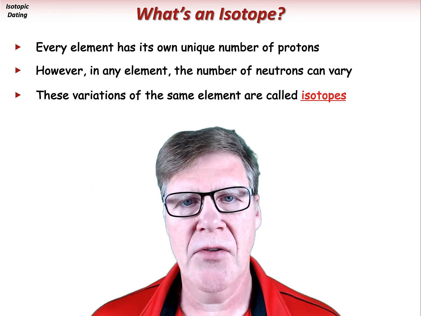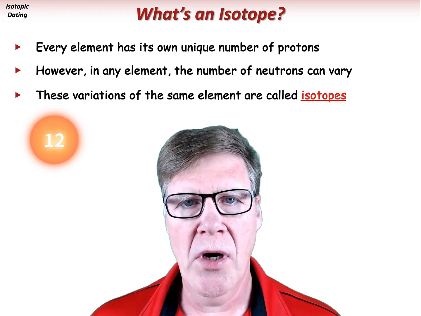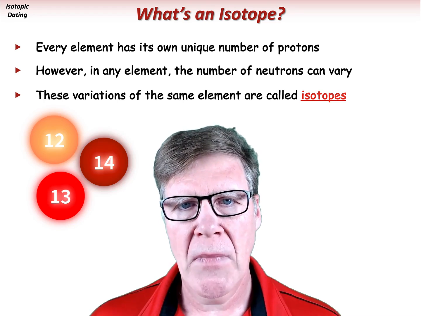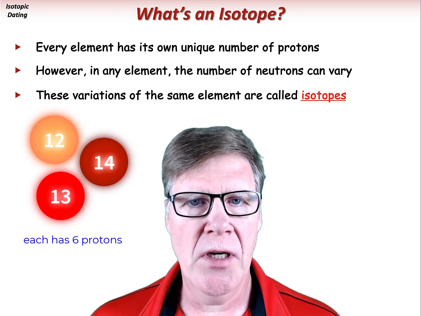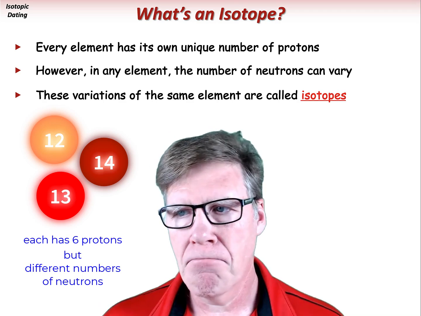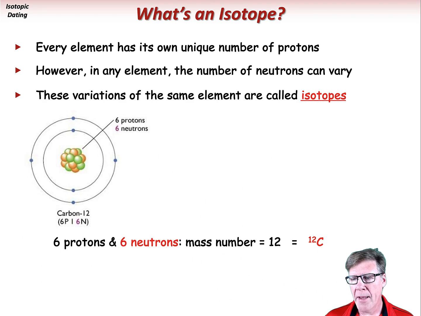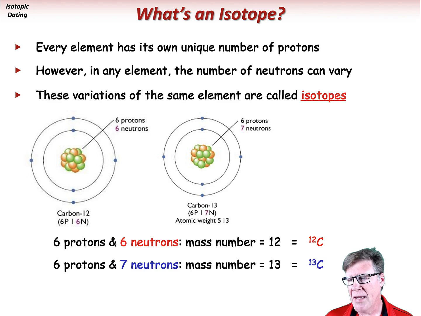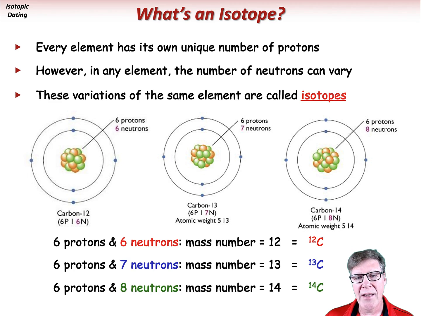The element carbon has 3 naturally occurring isotopes: carbon-12, carbon-13, and carbon-14. Each of these carbon isotopes has 6 protons, but differ in the number of neutrons. For example, carbon-12 has 6 protons in its nucleus and 6 neutrons, totaling 12 particles, hence the name carbon-12, typically written with a superscript 12 before the capital letter C for carbon. Carbon-13 has 6 protons and 7 neutrons, totaling 13 particles. Carbon-14 has 6 protons and 8 neutrons, for 14 particles.